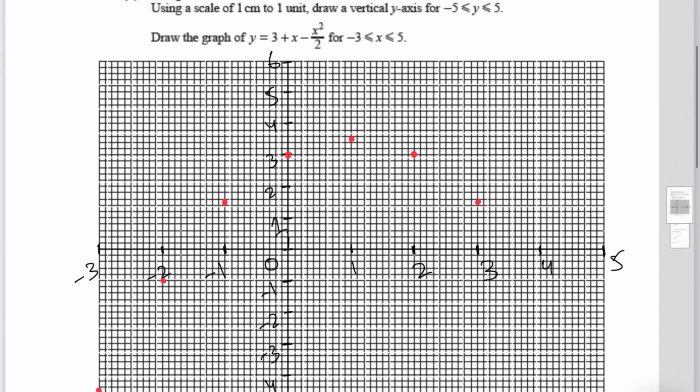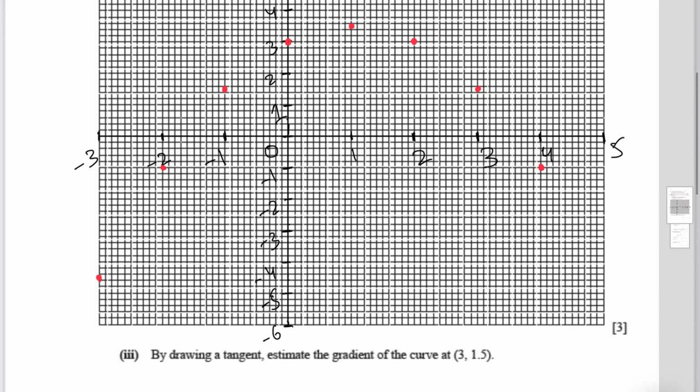Okay. Then 4 and negative 1. This is an easy one. 4 and negative 1 is supposed to be over here. And then the last one is 5 and negative 4.5, which is supposed to be over here.